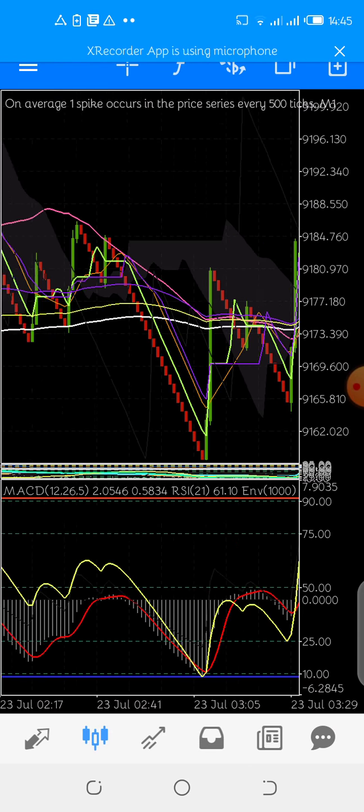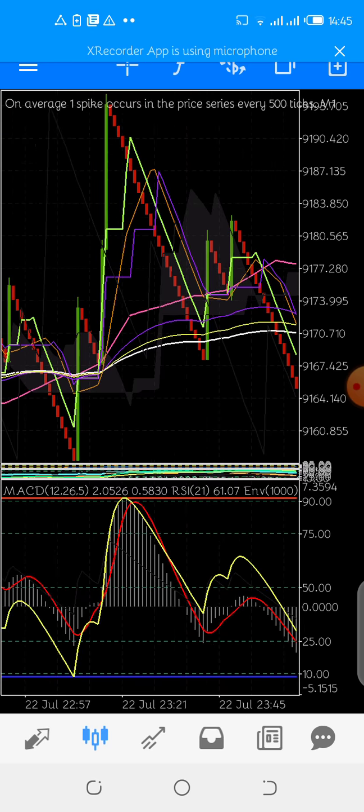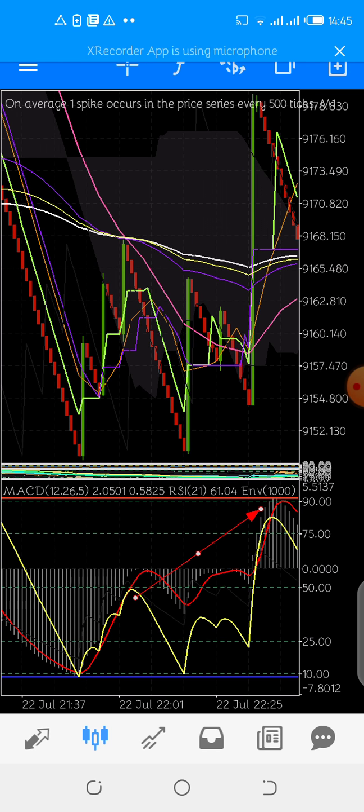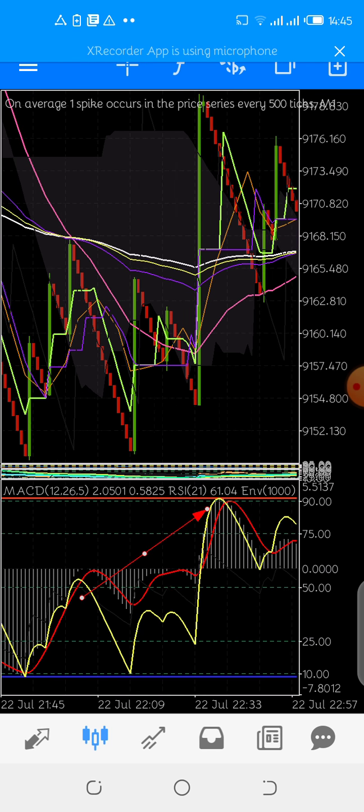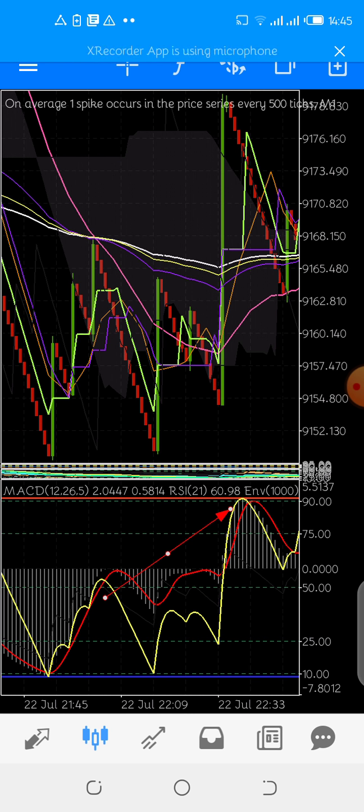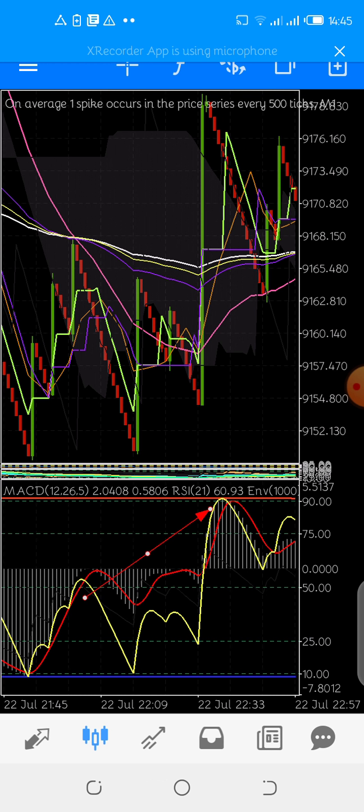For you to know the kind of spikes that come. So we've gotten a perfect signal like that. I was using it as an example. It was not very perfect, but I was using it as an example. So you've gotten a perfect signal like that. We continue.